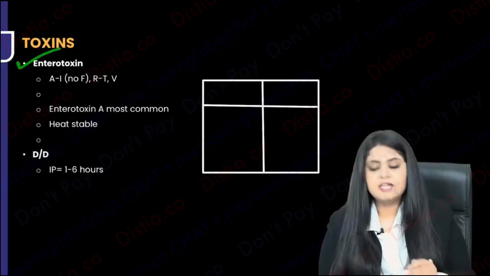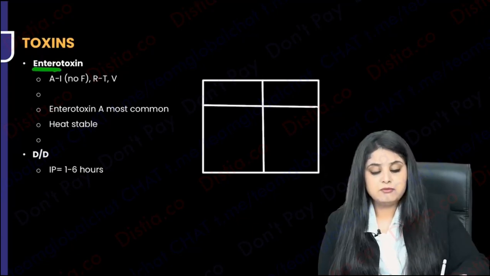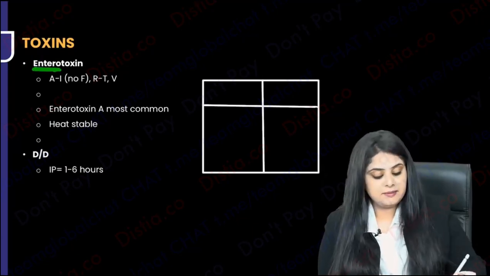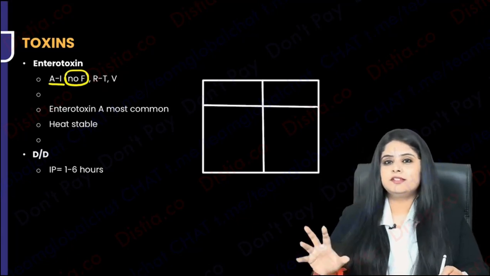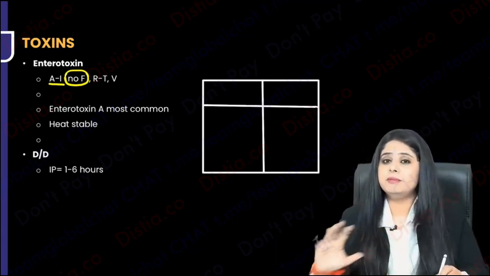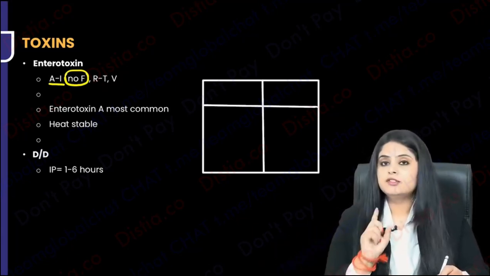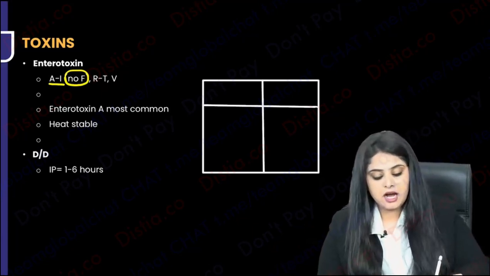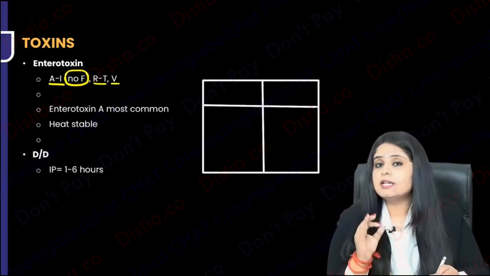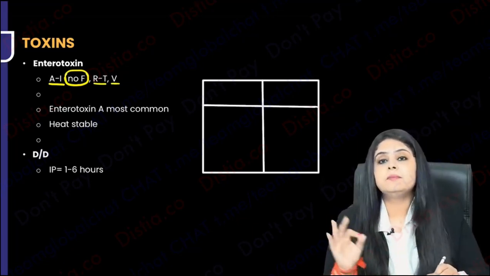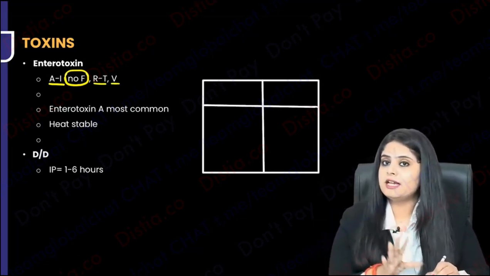Now let's come to entero. Meaning entero, ma'am, the food poisoning toxin. Exactly. Which are the food poisoning ones? A to I, but no F. Remember, keep F for females. For the time being, keep F for females. Something in females I will tell you. So A to I, but not F. Then R to T and V. If you can learn these alphabets, very good. If you can't, at least learn this much, all except F. All the rest will cause food poisoning, not F.